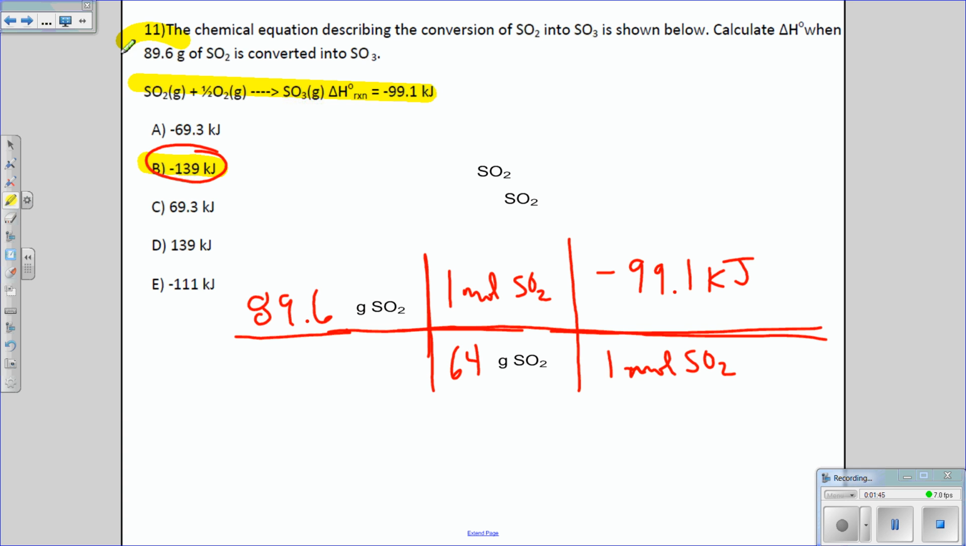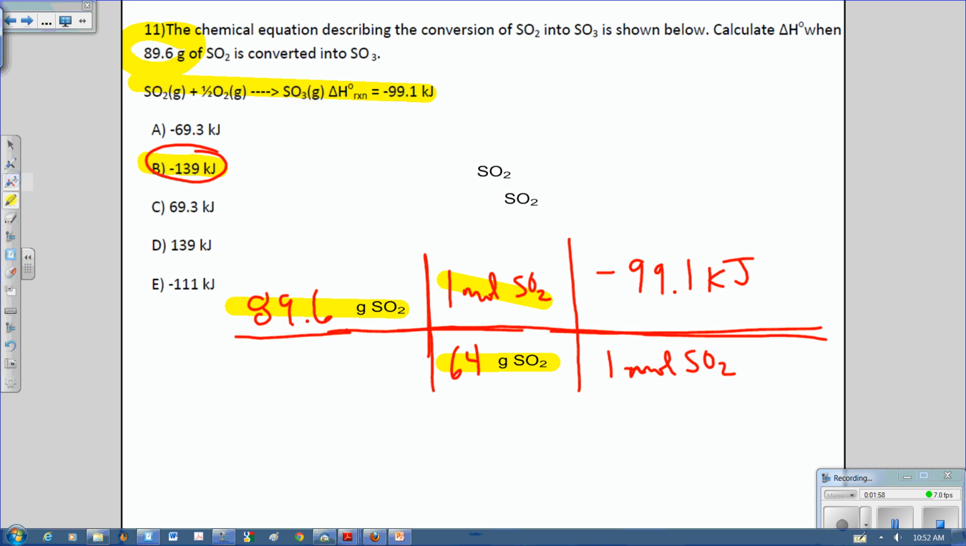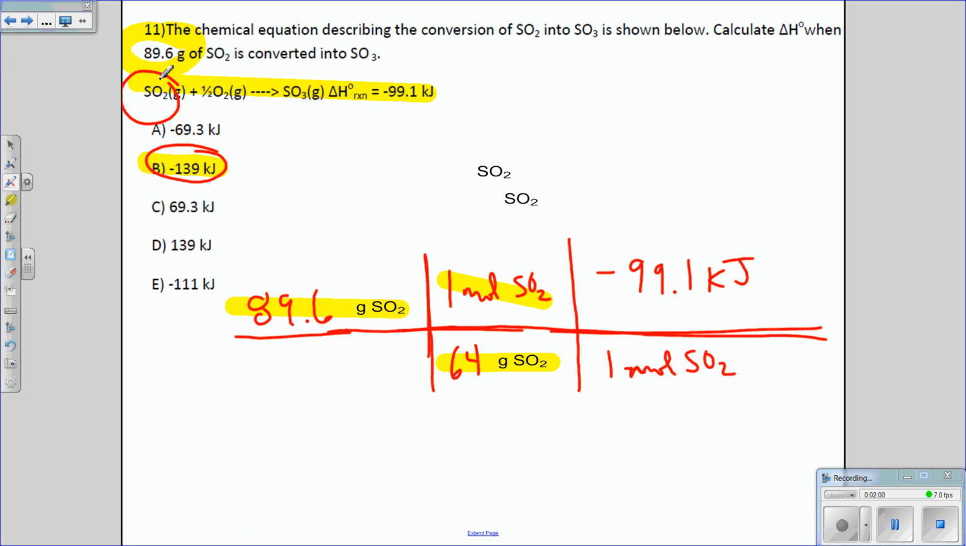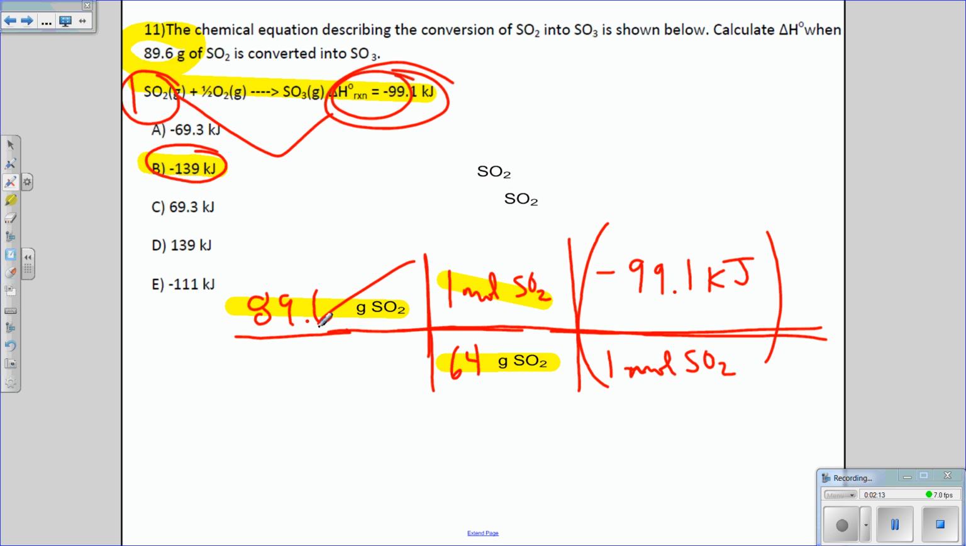So your given is 89.6. I put 89.6 grams of SO2 there. Molar mass of SO2 is 64 grams of SO2 is equal to 1 mole. Once I get to moles, then I need heat as a conversion factor. If you look, SO2 to the heat reaction, that is a ratio. One of those gets you negative 99.1 kilojoules. So I make a conversion factor out of it. You see right there, when I cancel this, I am left with heat. Multiply across, and you get negative 139 kilojoules and divide by 64, obviously.